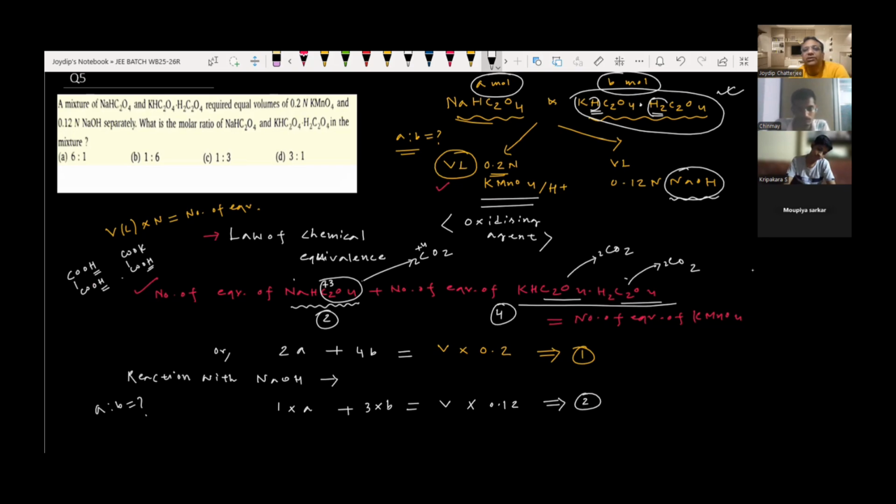Clear? In an acid-base neutralization reaction, you have to consider basicity. If any compound is reacting like an acid, we have to consider the basicity. Got it? Is it clear? Yes, sir. Okay, so solve this and what will be the answer? A is to B.